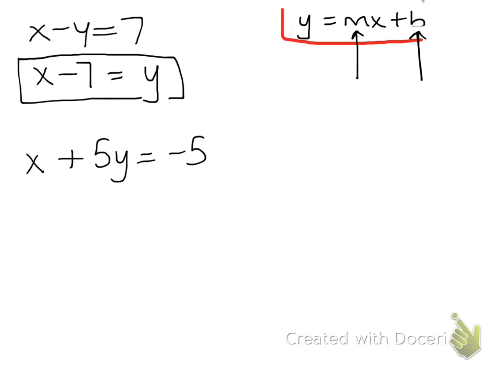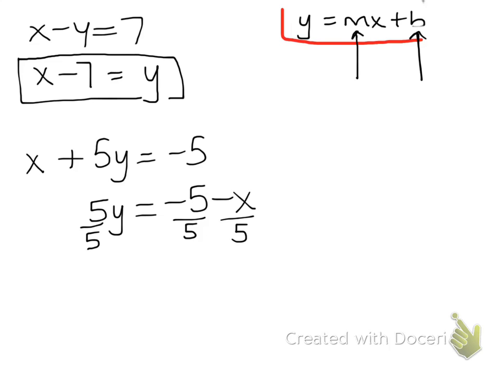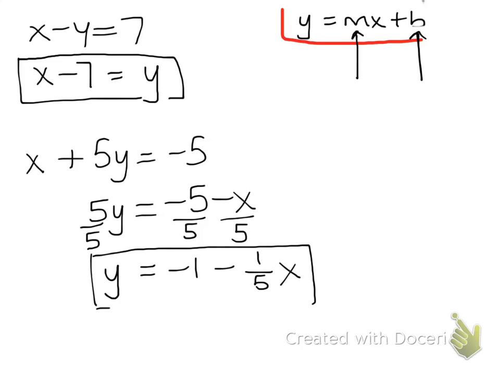Now for the second equation, I need to isolate the 5y, so I'm going to subtract x on both sides. And I don't want 5y, I want 1y, as you can see right there, 1y. So I'm going to divide both of these sides of the equation by 5. So what that allows me to do is get an equation for 1y equal to minus 1 minus 1/5 x. Both of these equations now are in my mx plus b form, and they're easily identified. You can easily identify the slope and intercept.